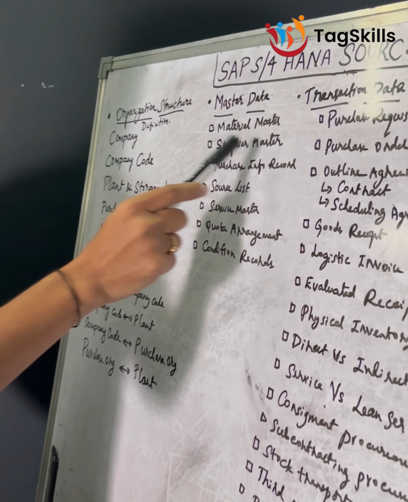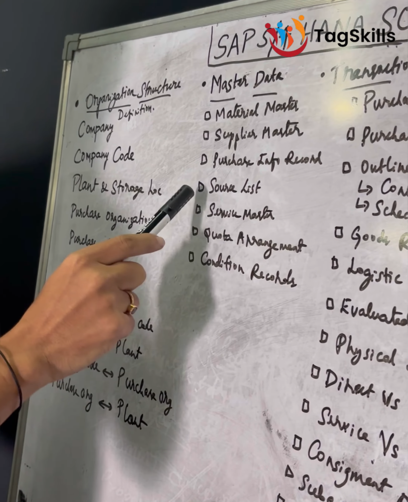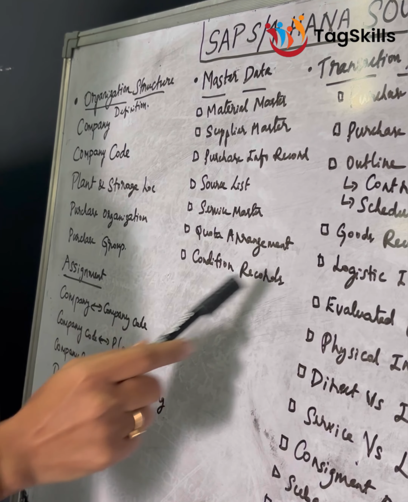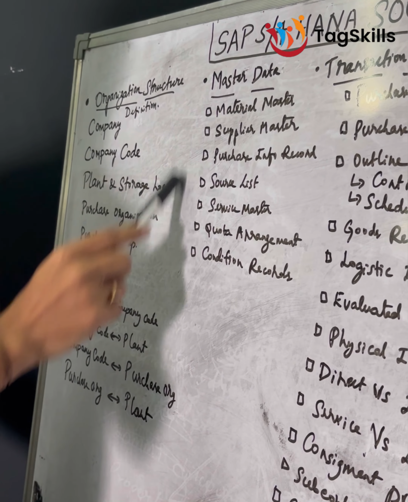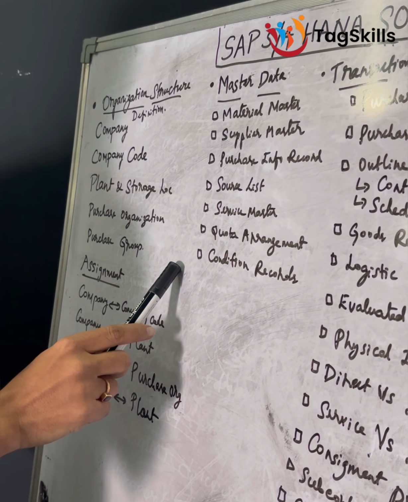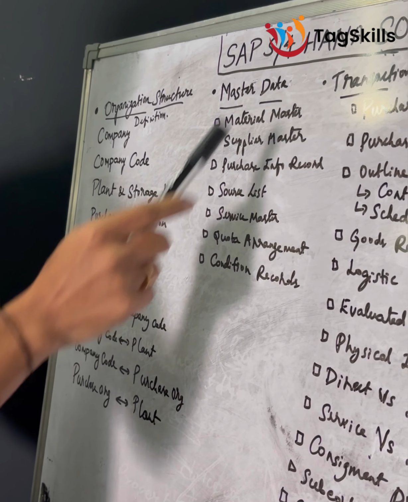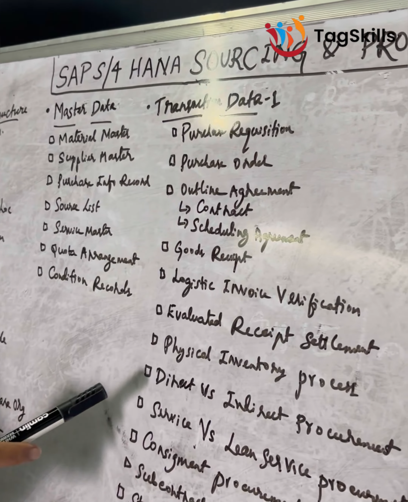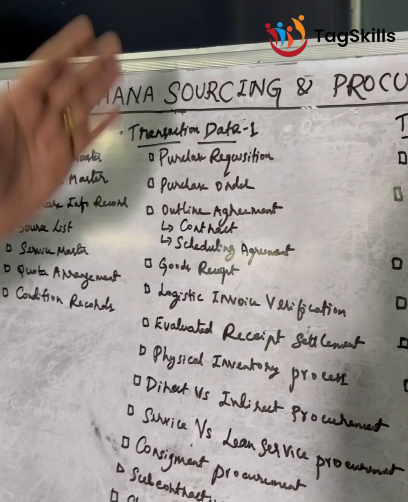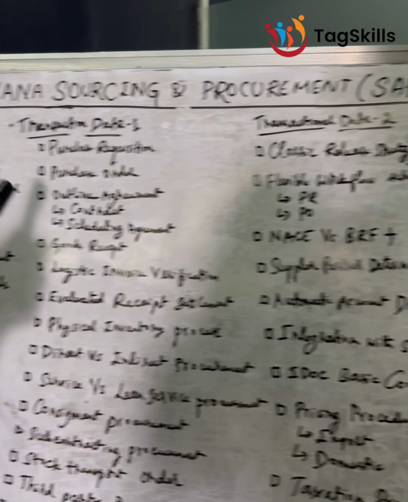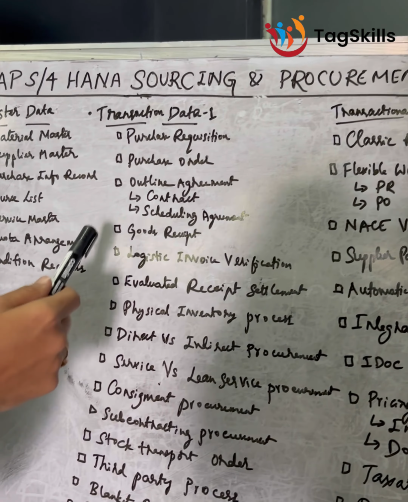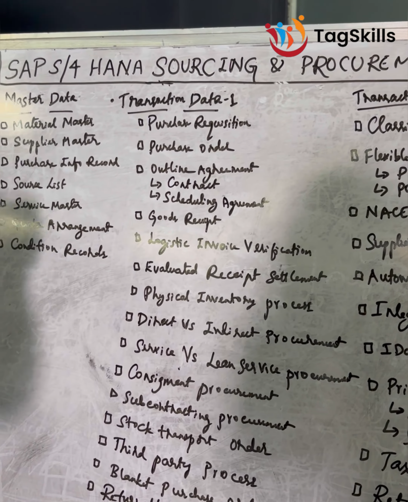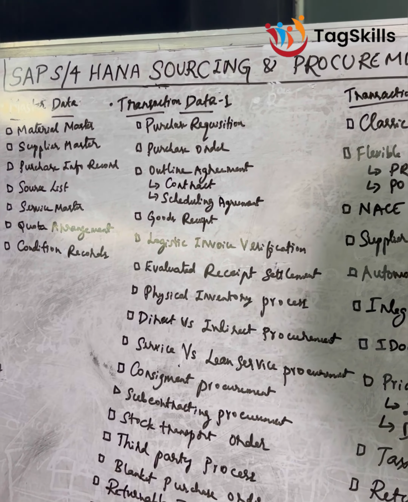So what is material master, supplier master, purchase info record, source list, service master, quota arrangement, and condition record. These are the master data you have to prepare before you go with the transaction data. These are the transaction data I have split into two areas. Why? Because this will have more about the activity you are going to perform by using the master data and organizational structure you have prepared before.